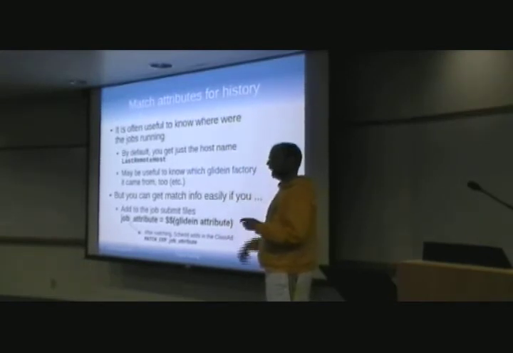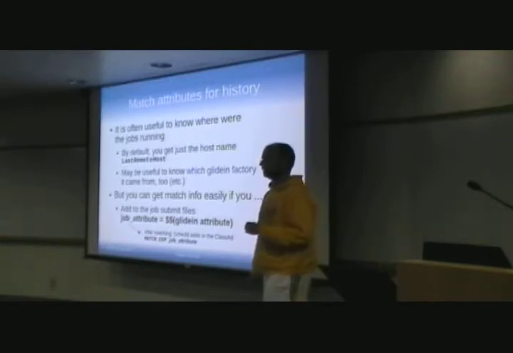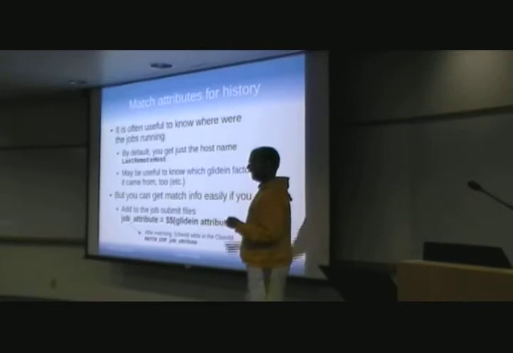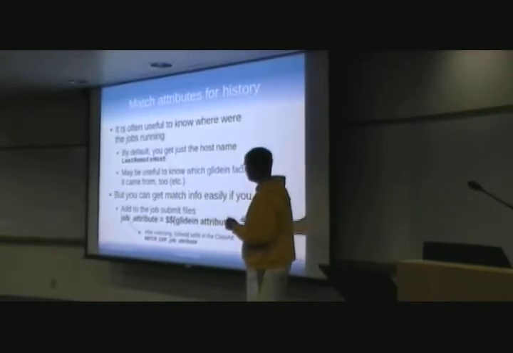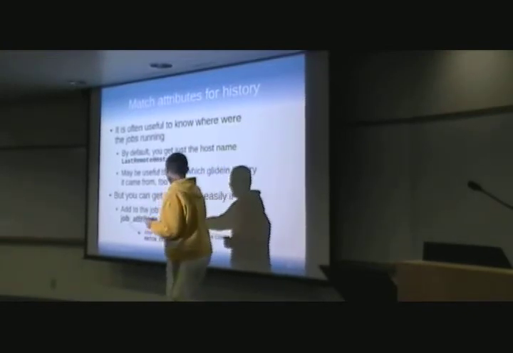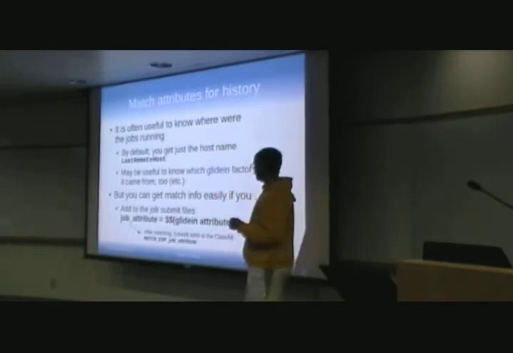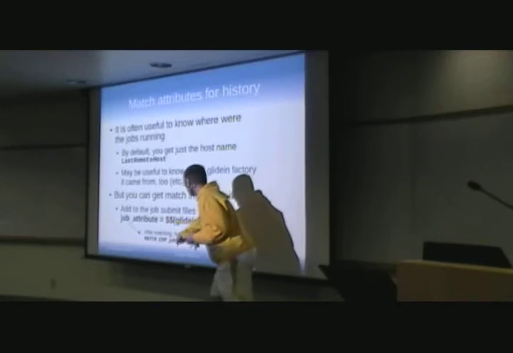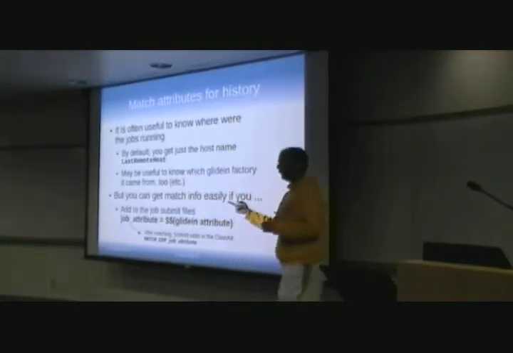But this will only tell you the name of the worker node, which may or may not tell you which site it was, especially if they use a NAT and it's called like node1.local. So you may want to know which site, which factory, which entry it came from. And it's relatively easy to add. You just need to add in the job submit file, job attribute equal $$ and the glidein attribute name. And after the job is matched, you will get an attribute called MATCH_EXP_JobAttribute that has the actual value of where it matched to.